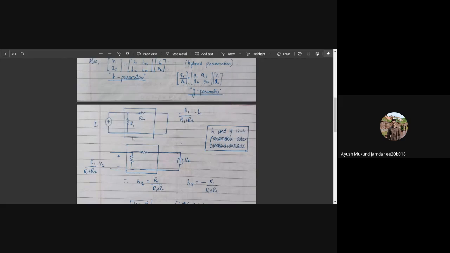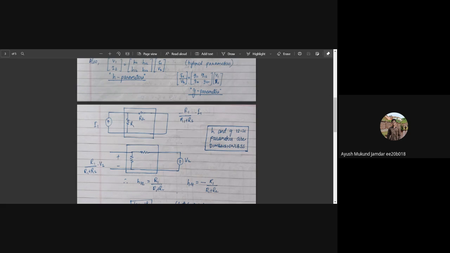So again, what is H21? H21 is the ratio of currents. As you can see, this is a very simple network comprising only of R1 and R2, two resistances. When we find H12 for this network, we get R1 by R1 plus R2 using simple circuit methods which we discussed earlier. And H21 will be equal to minus R1 by R1 plus R2, and it is evident that H12 is minus H21. Since the reciprocity theorem validates this, this is how it works.